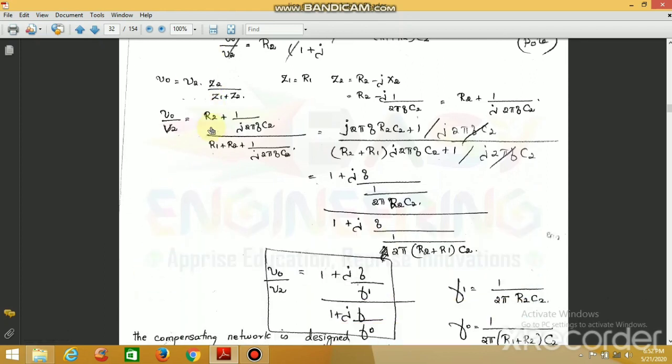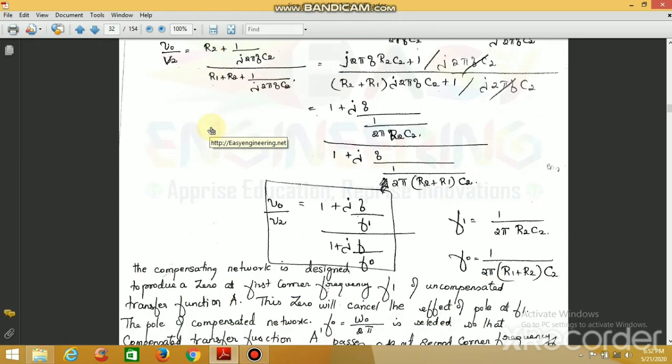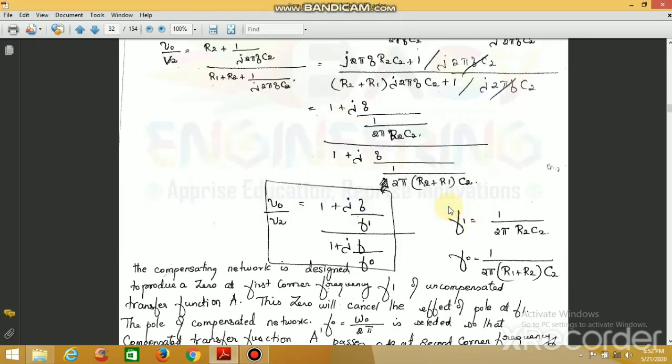So the pole zero compensation has been calculated. The value for A dash is equal to 1 plus jf divided by 1 by 2 pi R2 C2, over 1 plus jf divided by 1 by 2 pi (R2 plus R1) into C2. So the value will be denoted as this one. This is the particular equation which you need to remember. This equation which I am marking, you can see the arrow mark here. This is the equation you need to remember.